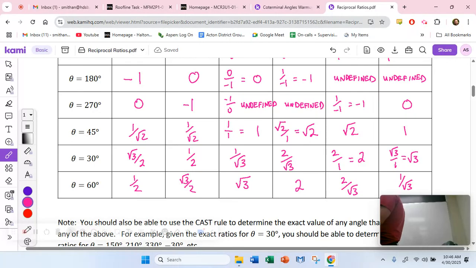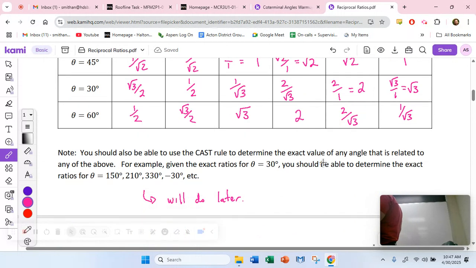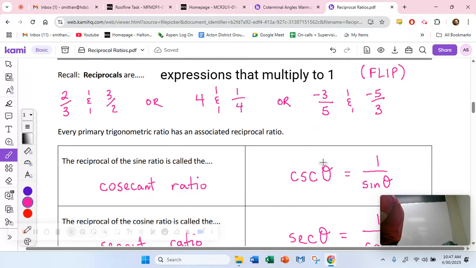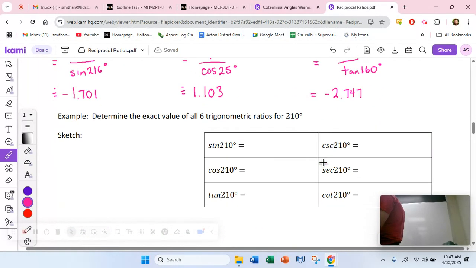So a good little exercise there. We're just flipping stuff. That's all we've done so far today. We've just been flipping numbers around. Now let's do an example here where we find an exact value for an angle not in that table. So let's check this out, guys. I'm going to flip to this example here.